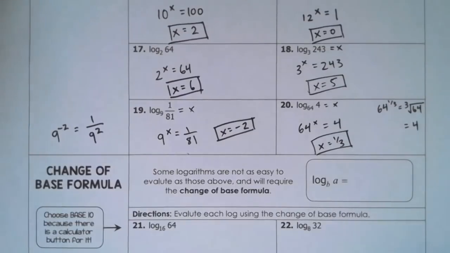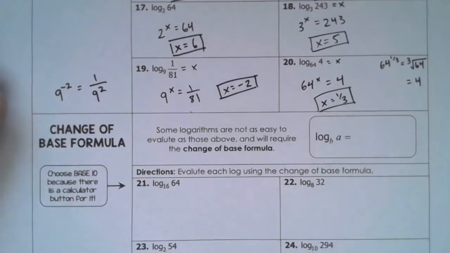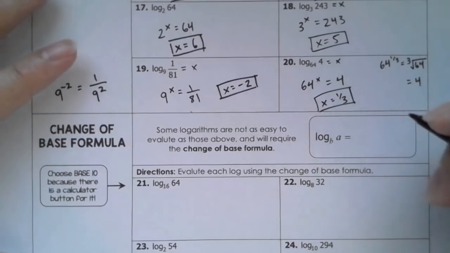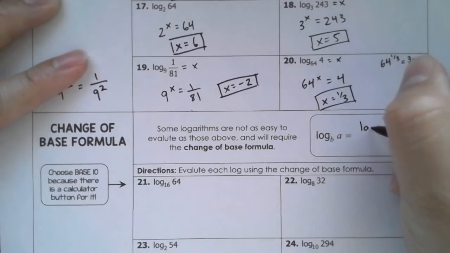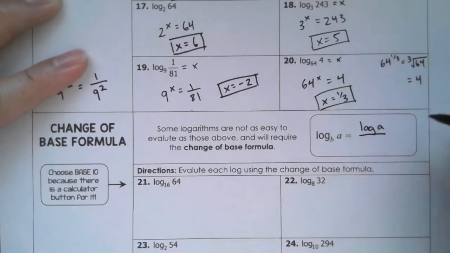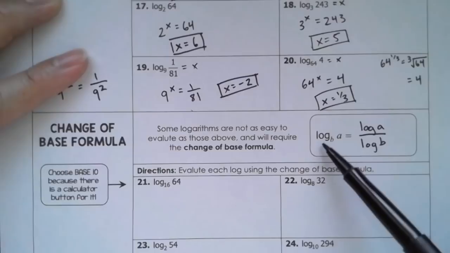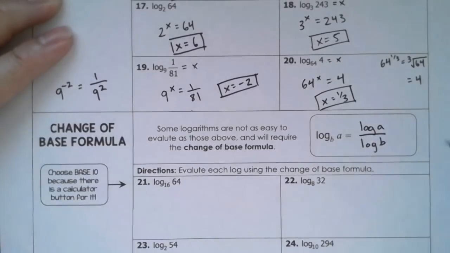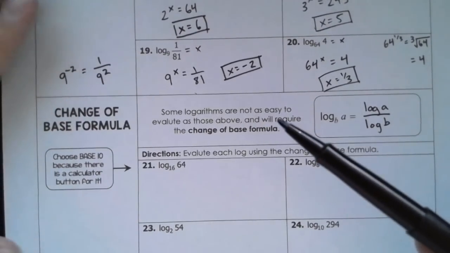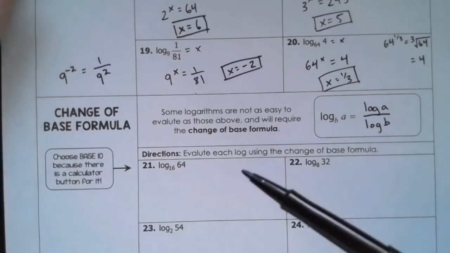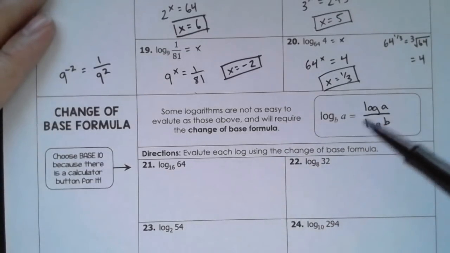Next, we have the change of base formula. Some logarithms are not as easy to evaluate as those above and will require the change of base formula. So log base b of a, the formula would be log of a over log of b. You have to remember that the value of a goes on top, and then the log of the base goes on the bottom. You're going to input these in your calculator to give you the value. Some of these are easy enough that we can see how this works.